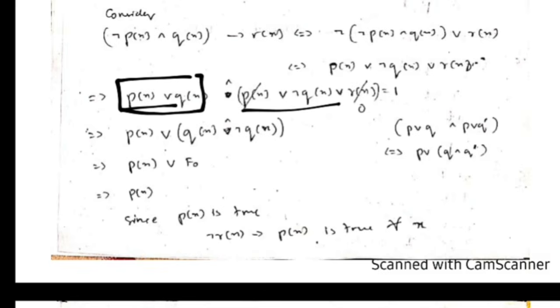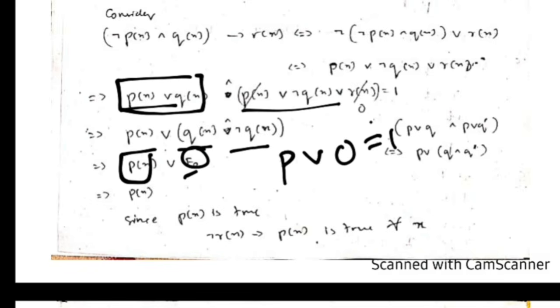When we take that as common, we'll be remaining with q of x and not q of x. Q of x and not q of x is a false statement, so p of x or F, that is 0. Now p or 0, but its final value is 1 here, and p or 0 is given, that means p must be 1, right? So we get p of x is true. Therefore, not r of x conditional p of x is true for all x.